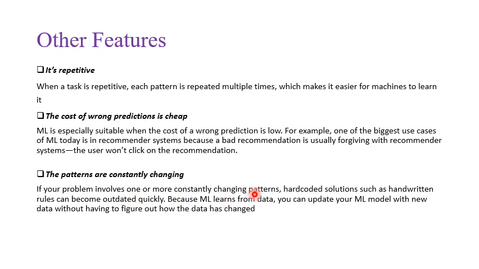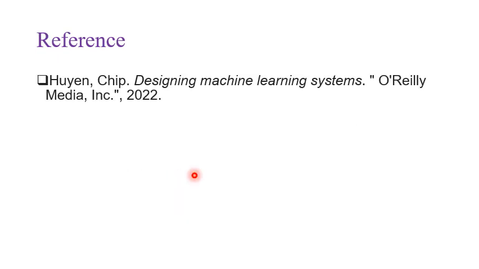Because ML learns from data, you can update your ML model with new data without having to figure out how the data has changed. So overall, the problem should be repetitive, the cost of a wrong prediction is cheap, and the patterns are constantly changing. My reference is this book, Designing Machine Learning Systems.